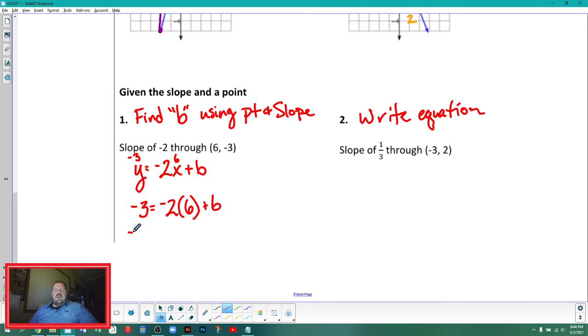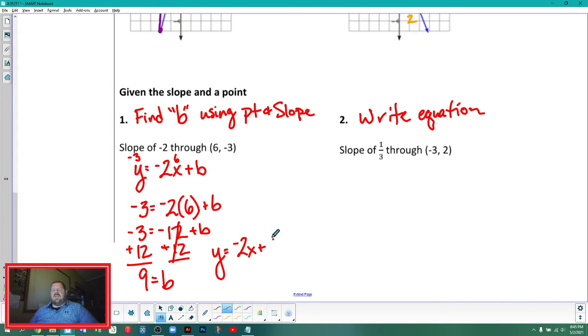-2 times 6 is -12, so I'll have -3 equals -12 plus b. And we'll add 12 to both sides, and we'll have our b. They cancel out there, and when I add 12 to -3, I get 9. And so I get y equals -2x plus 9. If that y-intercept would have been negative, then I would have said -9.